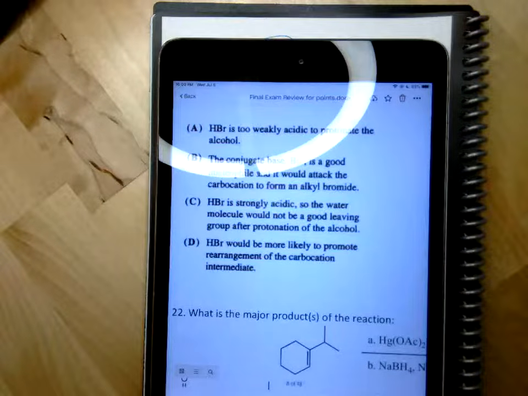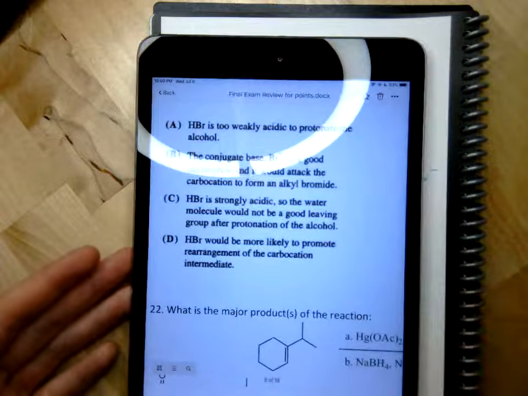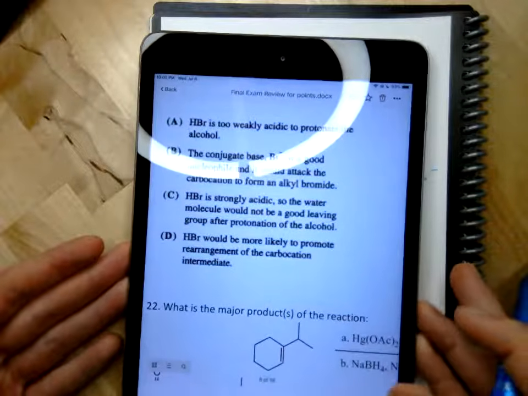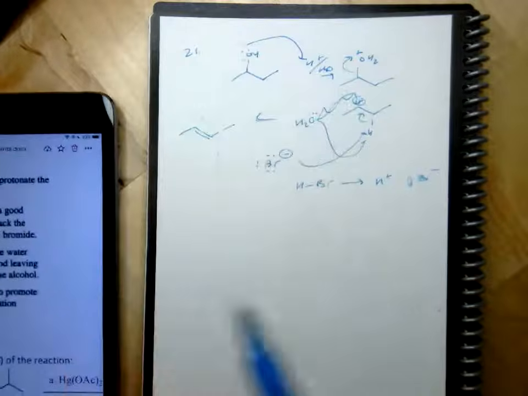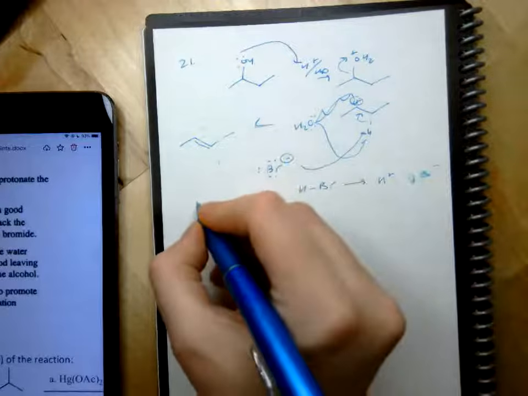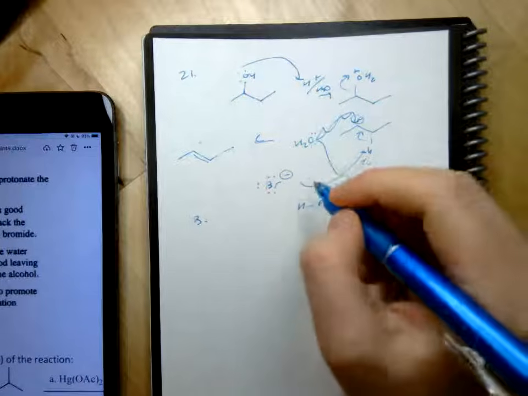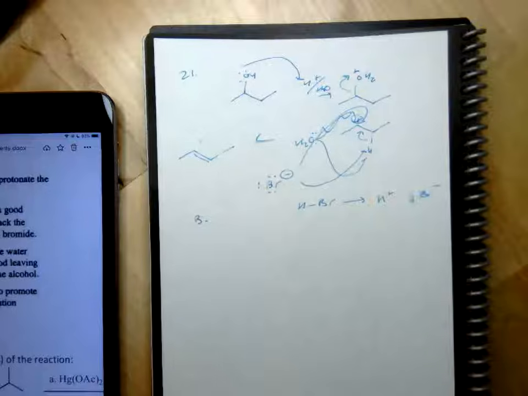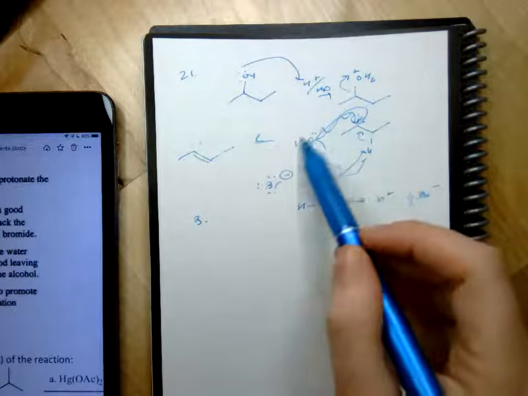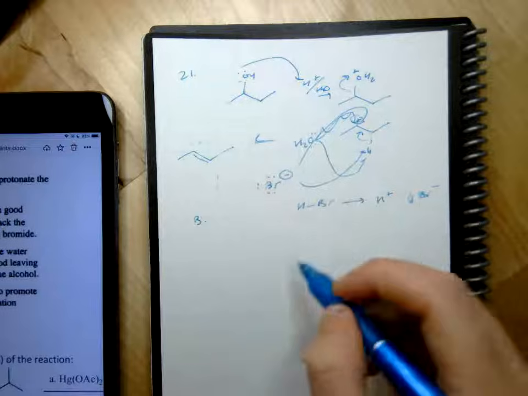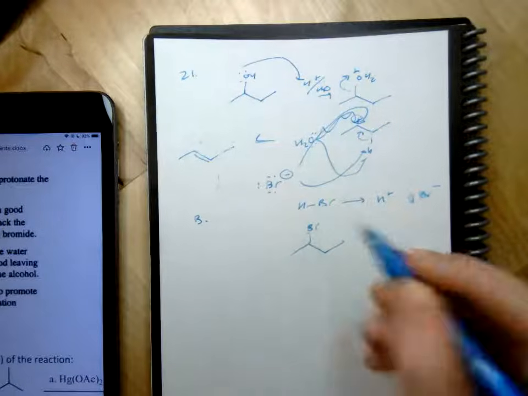And then D, HBr would be more likely to promote rearrangement of the carbocation intermediate. That doesn't really make sense either. We haven't heard at all about solvents or acids promoting rearrangement. We've heard about solvents helping the carbocation form in the first place, but not really about promoting rearrangement. And unless there was a specific thing that it would rearrange, that's not even really the question.